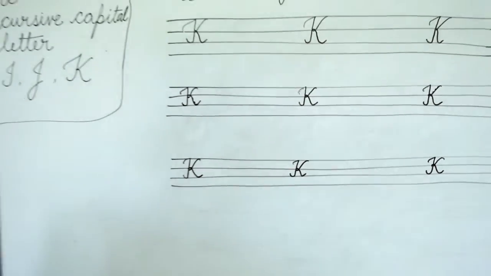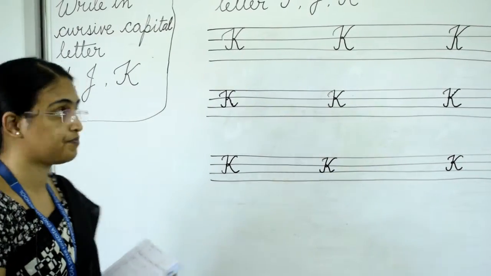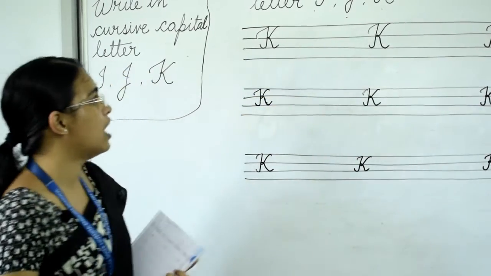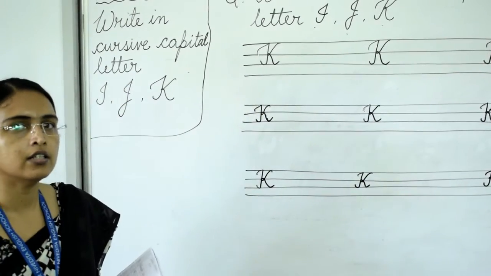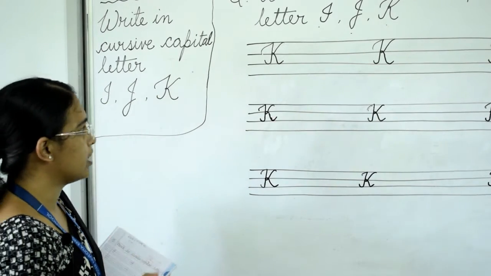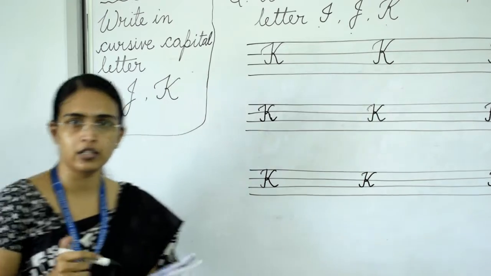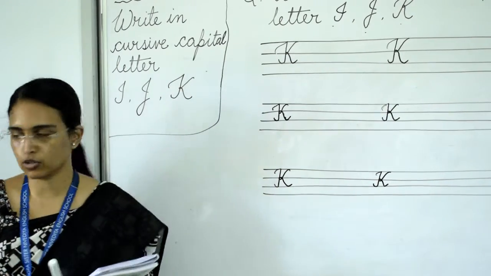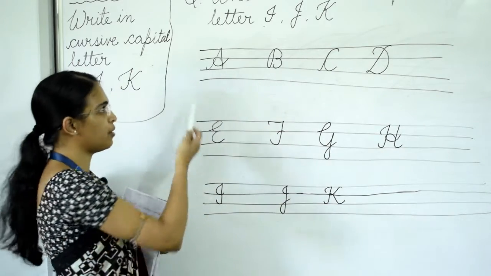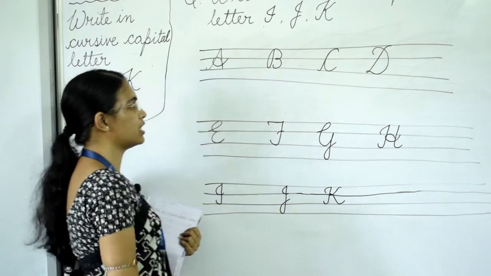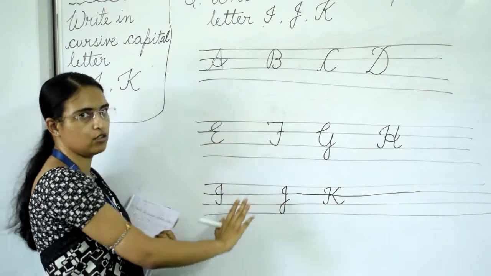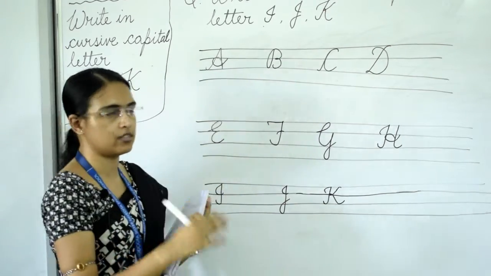So today how many letters have we learned? Three letters, I, J and K. So we have learned cursive capital letters from A to K. Now we will do a revision from A to K. Okay, now we will do the revision from cursive capital letter A to K. Okay, don't write this in your copy. We will just revise this.